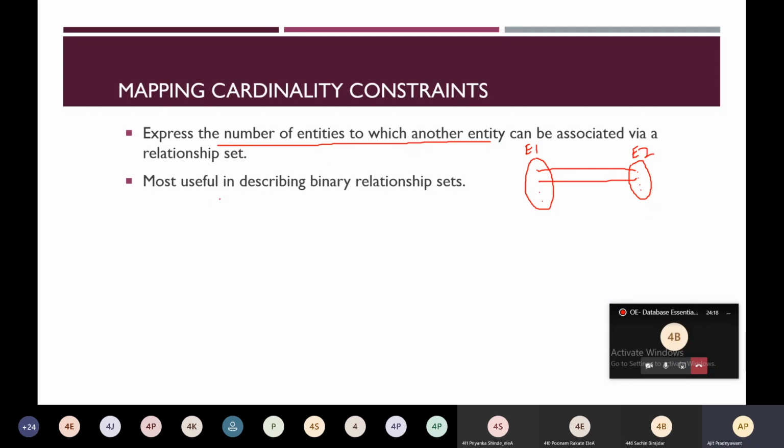It is most useful in describing binary relationship sets. It is mostly used to describe binary relationship sets. And keep in mind, binary means two. So binary relationship means a relationship which consists of two entities. It is called a binary relationship.